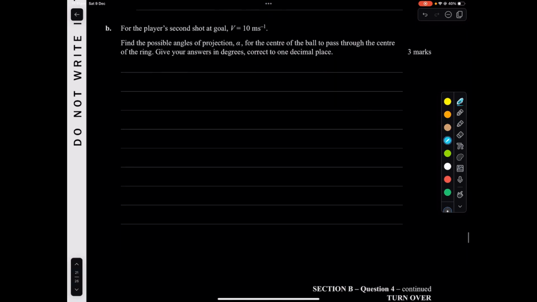Question B. For the player's second shot at goal, v equals 10, so the velocity is 10. Find the possible angles of the projection, alpha, for the center of the ball to pass through the center of the ring. Give your answer in degrees correct to 1 decimal place.